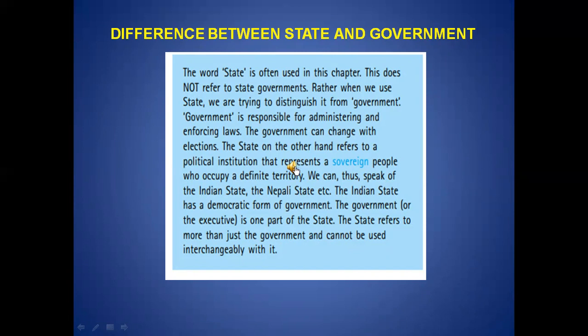The state, on the other hand, refers to a political institution that represents a sovereign people who occupy a definite territory. We can thus speak of the Indian state, the Nepali state, etc. The Indian state has a democratic form of government. The government or the executive is one part of the state. The state refers to more than just the government and cannot be used interchangeably with it.